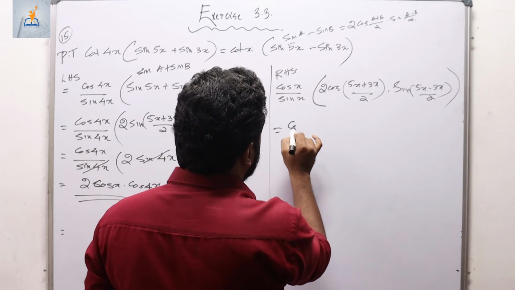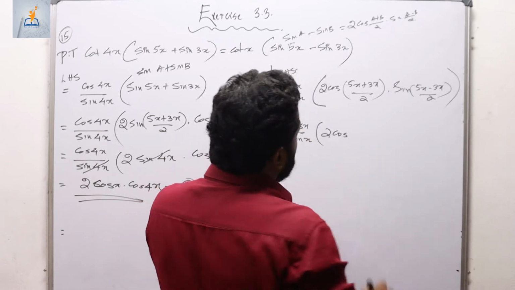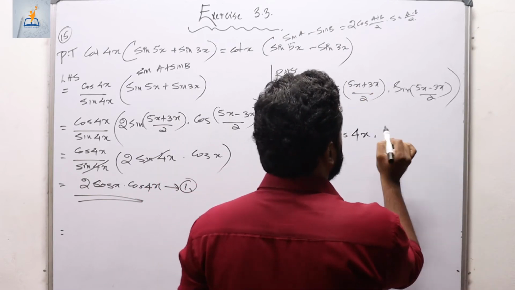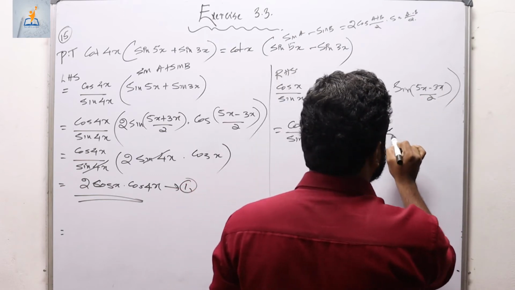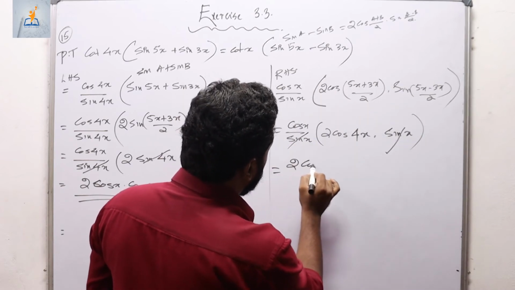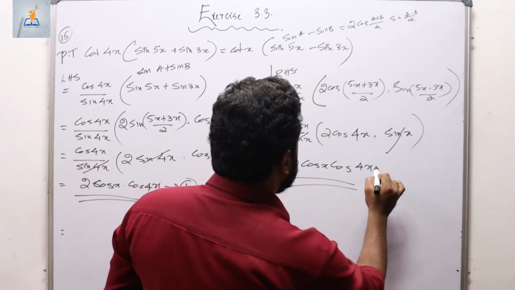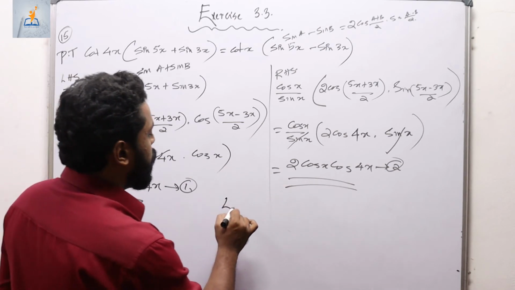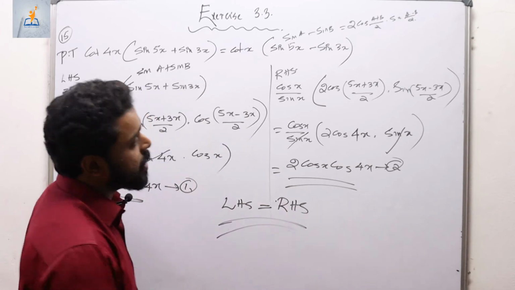So it will become cos x divided by sin x into 2 cos of (5x plus 3x)/2, that is 8x by 2, equal to 4x, into, again, sin of (5x minus 3x)/2, that is sin 2x by 2, sin x. So we get this and we can cancel these two together, and it is equal to cos x cos 4x, isn't it? Which is equation number 2. And you can see that equation number 1 and equation number 2 are same. So we can say that LHS is equal to RHS. Hence the result is proved.